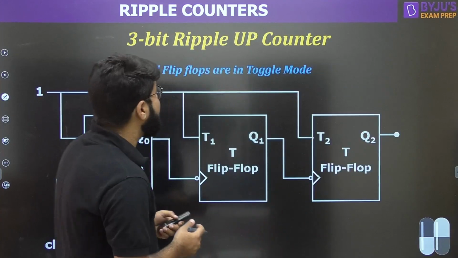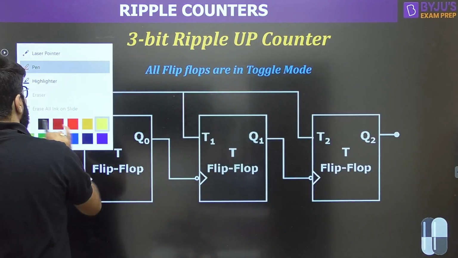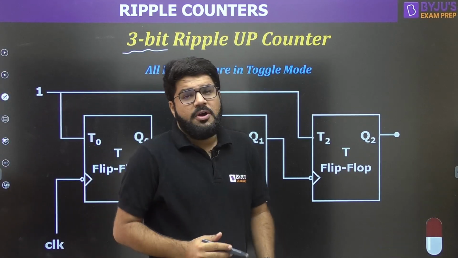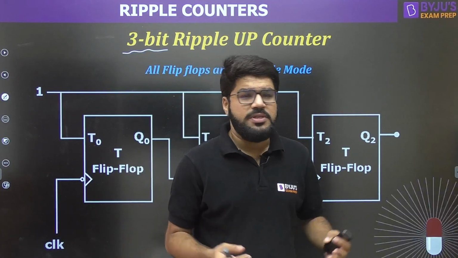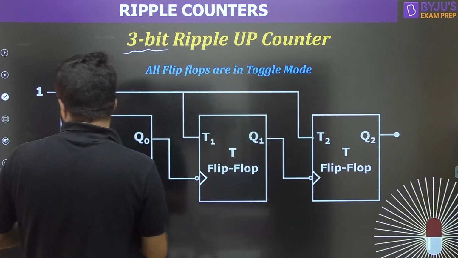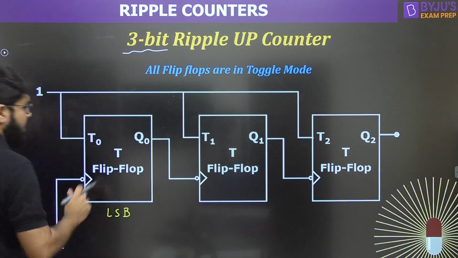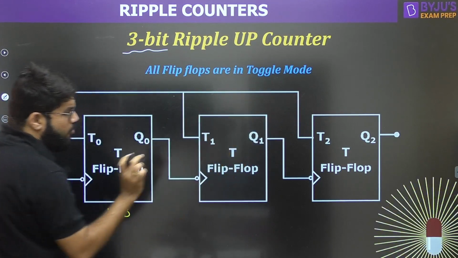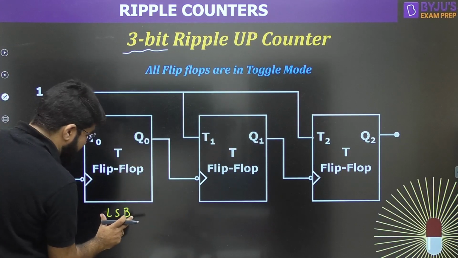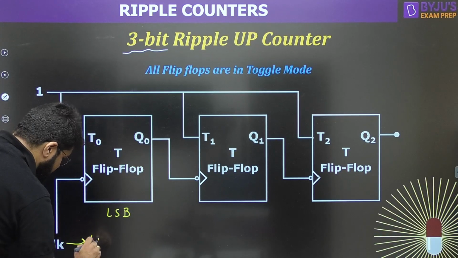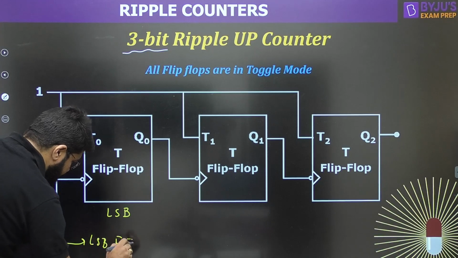Diagrams will give you more clarity, and to understand, let's take a simple example of a 3-bit ripple up counter. Because I'm designing a 3-bit counter, I will be using 3 flip-flops. These are the 3 flip-flops, and this one is the LSB flip-flop. Q0, Q1, Q2 are the 3 outputs of the 3 flip-flops, Q0 being the LSB bit, and you are able to see the clock is served to the LSB flip-flop.